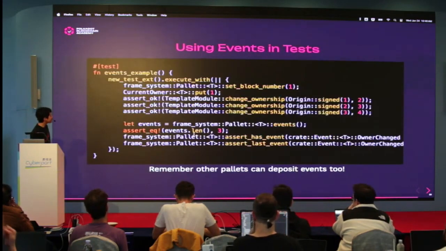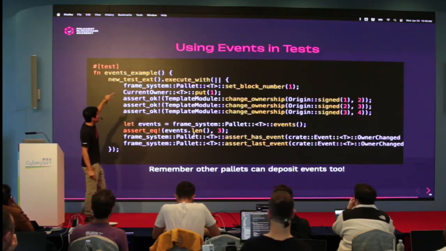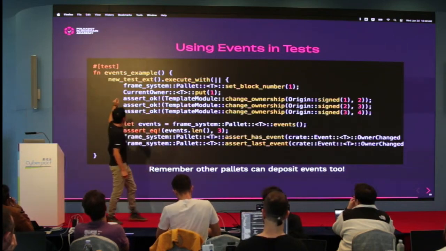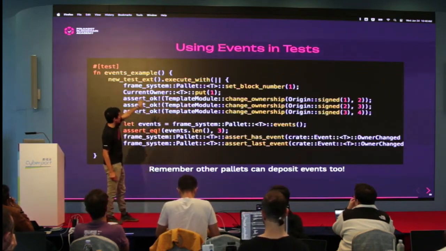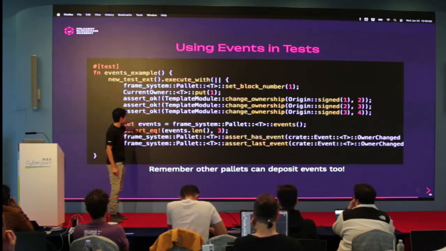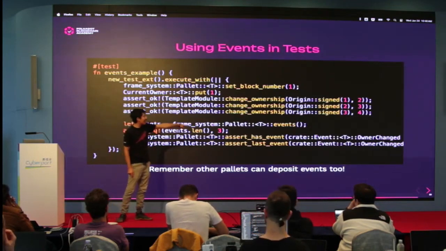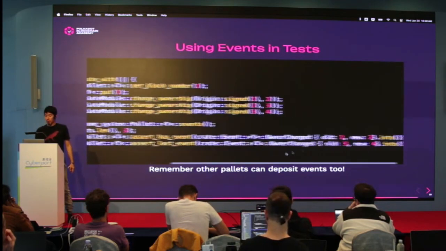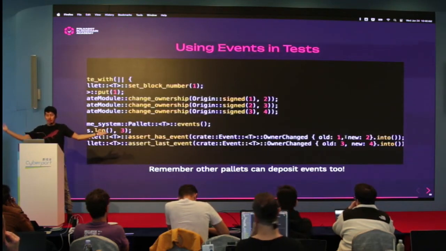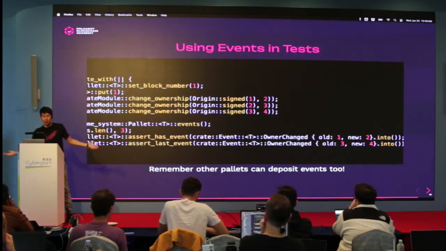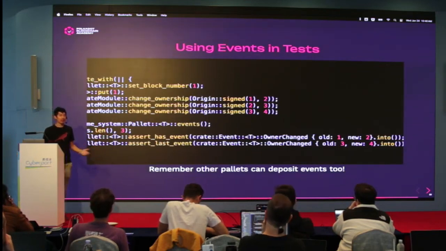Here's an example. I'm writing a test. First thing I do is set the block number to 1, right? Then I do some function call or some storage stuff. I assign some messages, etc. And then I can assert the length of the events. I can say events length is 3. I can assert that it has some event, here like owner changed from 1 to 2, that somewhere in the things that I did, there's an event owner changed 1 to 2. And I can assert the last event was owner changed from 3 to 4. All of this passes, okay?